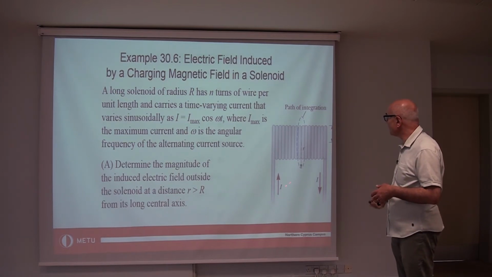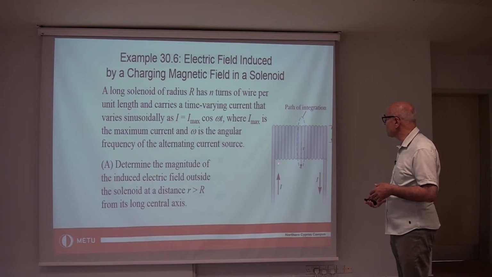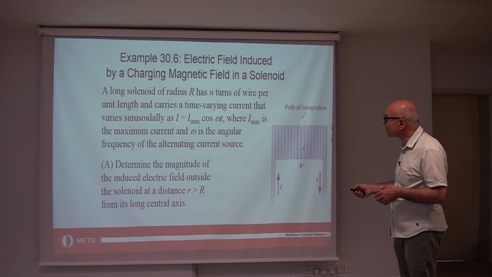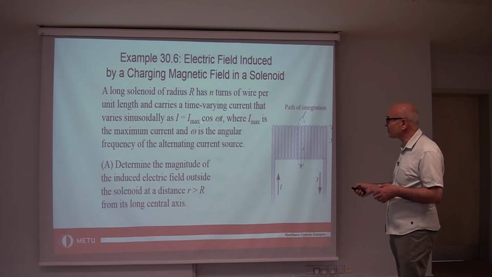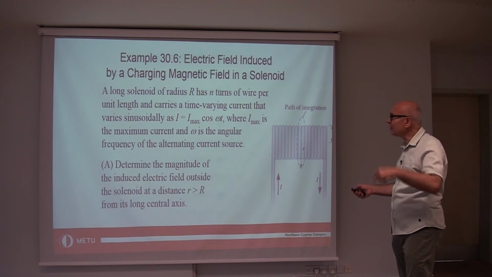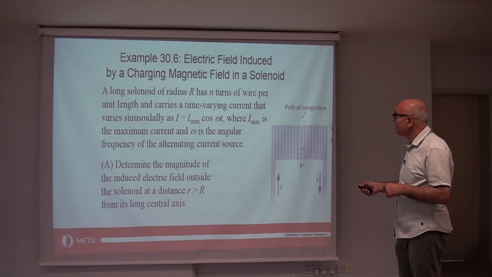We don't have a magnetic field outside the solenoid. And when the current is varying with time, we assume that the current passing through the solenoid varies according to this expression. This is I maximum, the maximum value that it takes. Omega is the frequency, sorry.